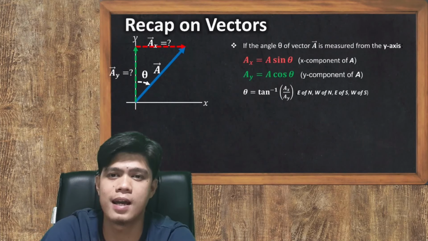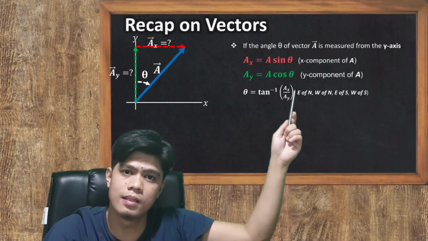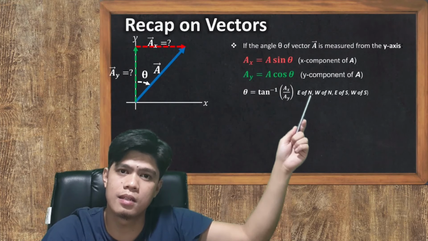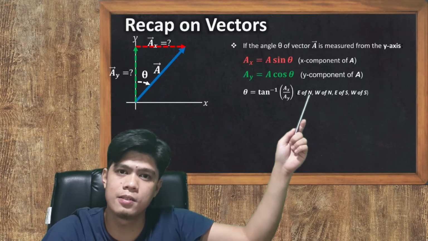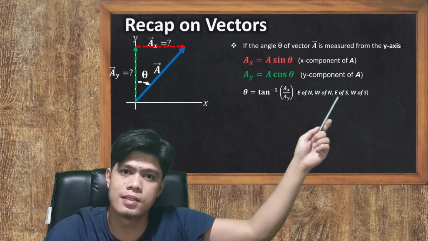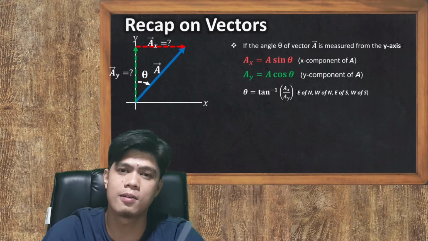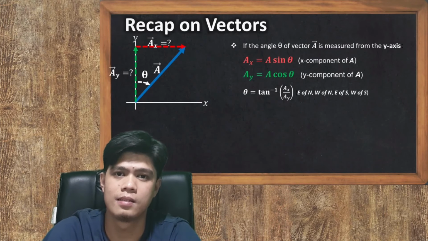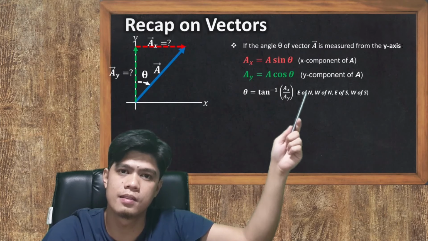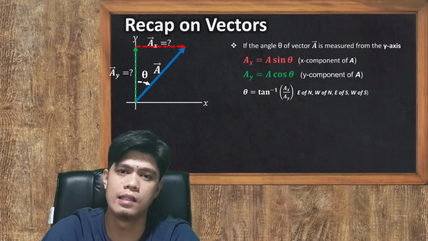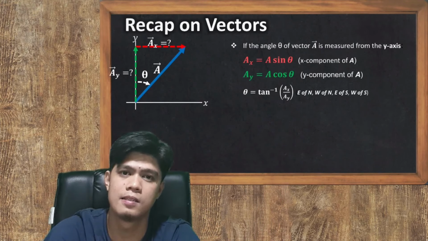You will know whether the angle is created on the x-axis or y-axis depending on the last direction mentioned. If the last direction is north or south, your angle is created on the y-axis. But if the last direction mentioned is east or west, then it is created on the x-axis.